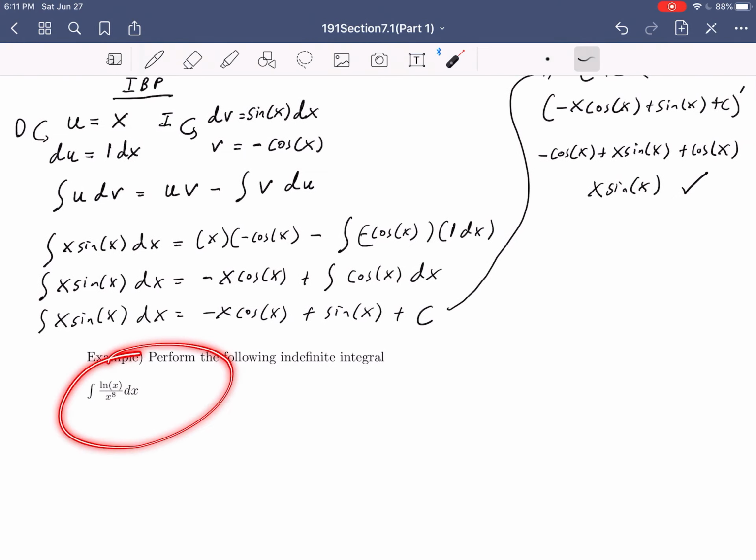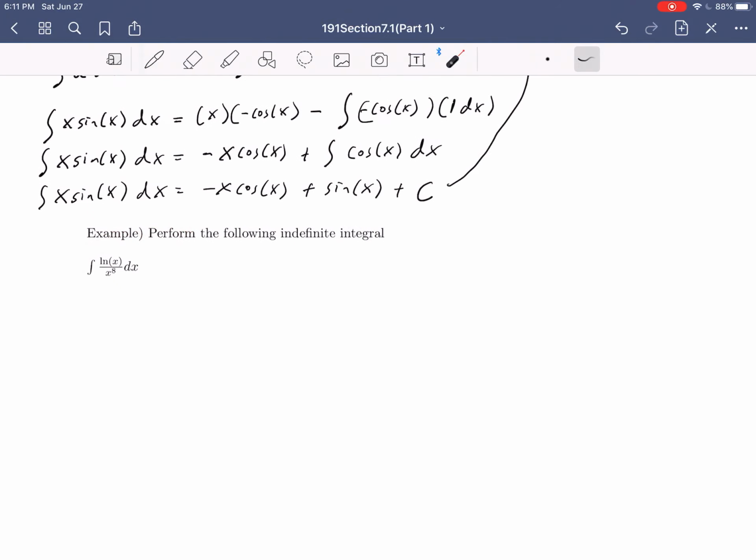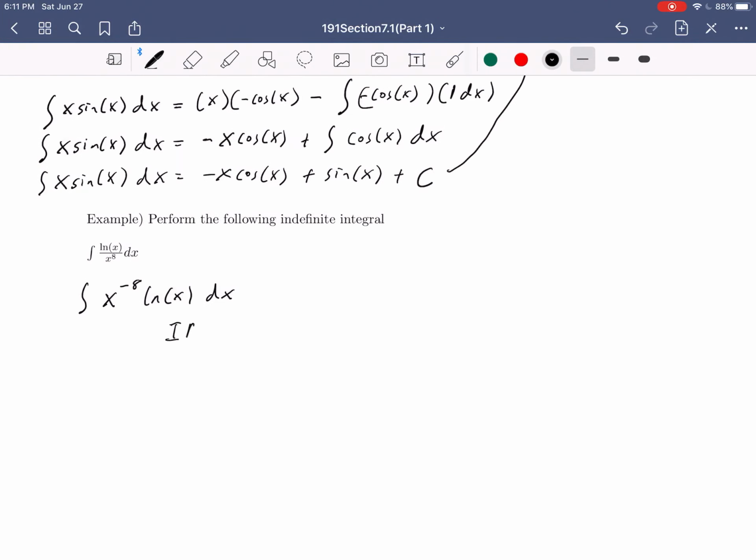All right, let's take a look at our next one. We're going to try to do this indefinite integral, ln x over x to the 8 dx. Now, it might not be immediately clear that it's an integration by parts because we said integration by parts is good for products, but keep in mind we can rewrite this as a product pretty easily. We can view this as x to the negative 8 ln x dx. Okay, let's try this integration by parts approach.